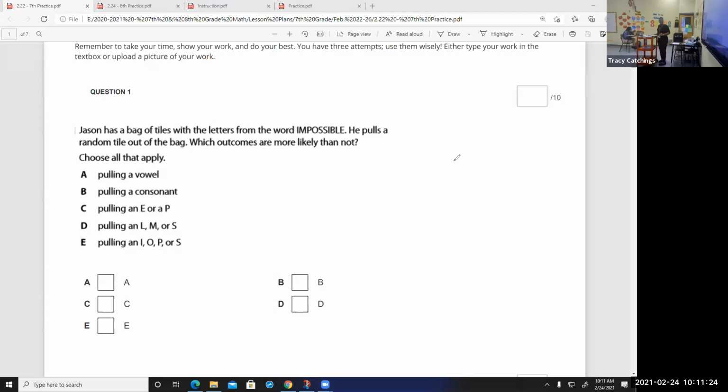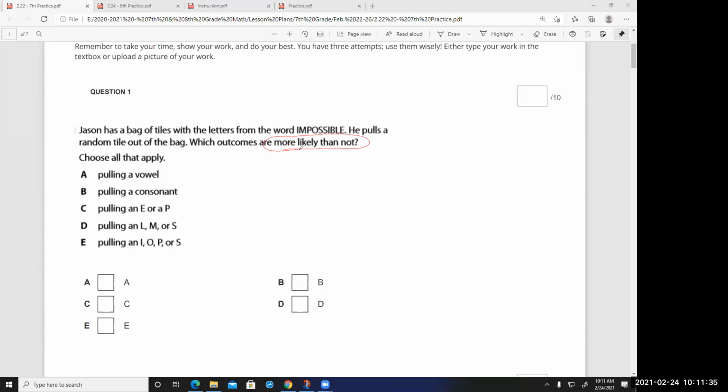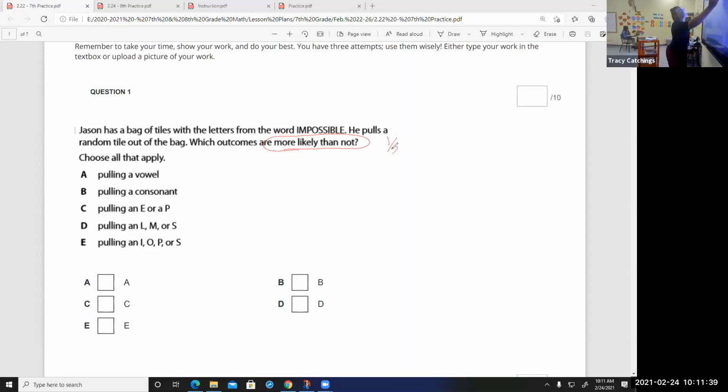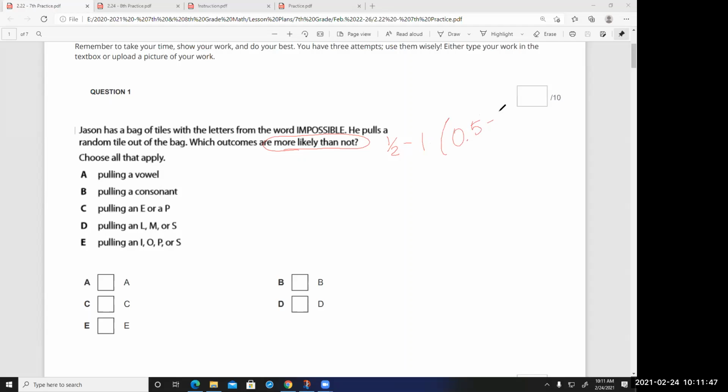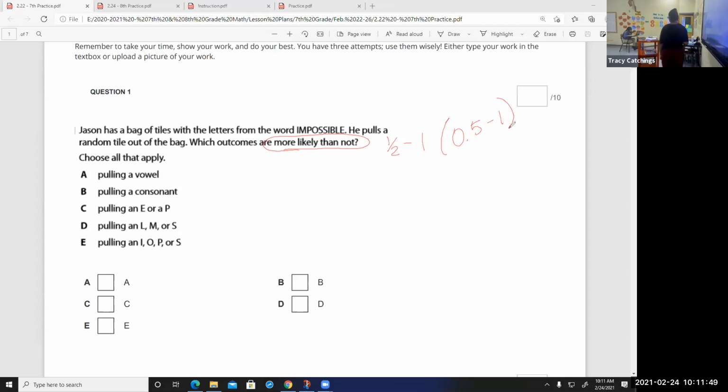All right, so we're going to look at these and determine which of these would be more likely than not. Now, when you wrote that down, what characteristics do we have for more likely than not? It's between 1/2 and 1. So I'm right there to the side. What is 1/2 as a decimal? Put that up here as well. So we're looking for something that's possibly between 0.5 and 1.